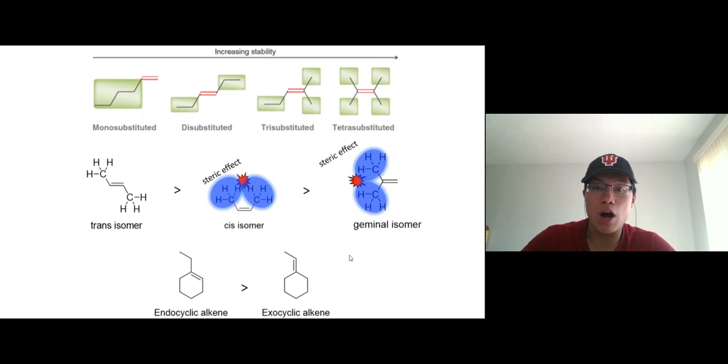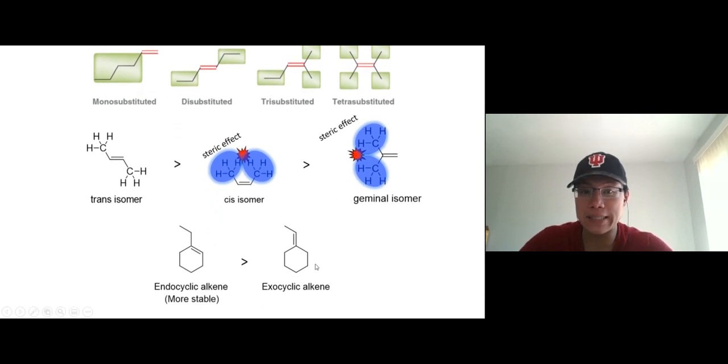And in the cyclic system, an endocyclic alkene, which means an alkene inside the ring, is more stable than an alkene outside the ring. This is from the experiment. They do the reaction, measure the heat of the reaction, and they found that the endo double bond is more stable than the exo double bond. Keep this in mind. We're going to come back and use this later when you produce a bunch of alkenes, you have to compare stability.